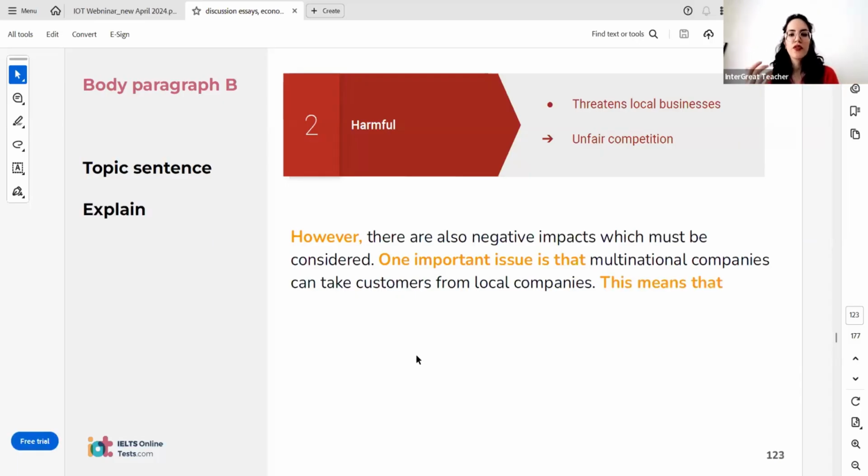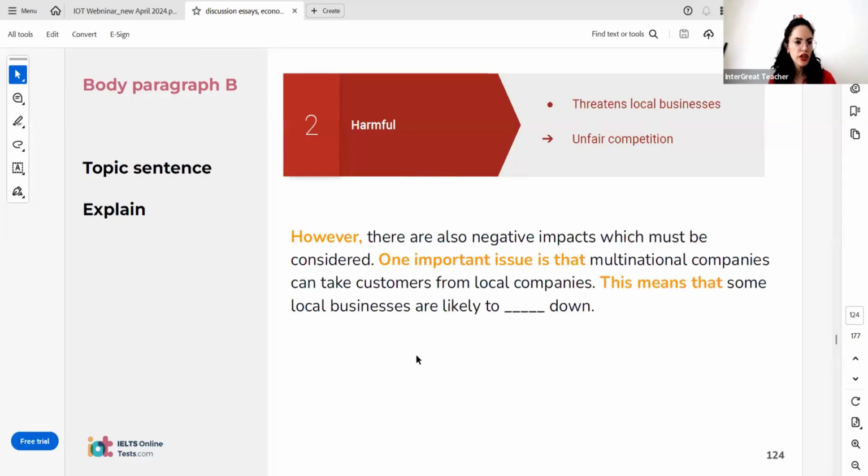What does this mean? What's the effect of this? When I introduce something, I need to explain it further. You cannot just say, take customers away. How? Why? What's the result? I need to explain this. So this means that some local businesses are likely to what down?